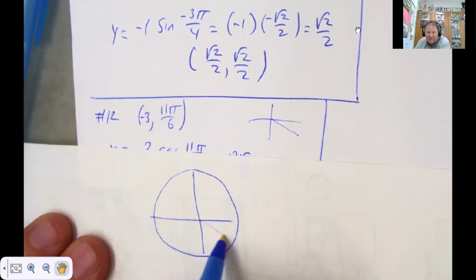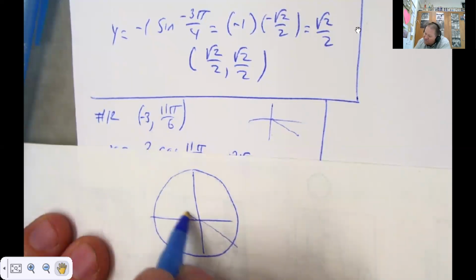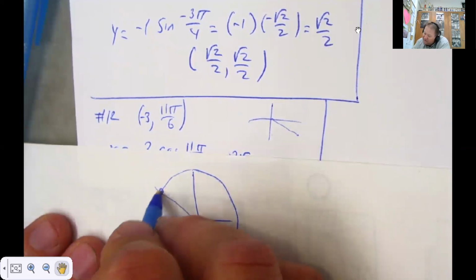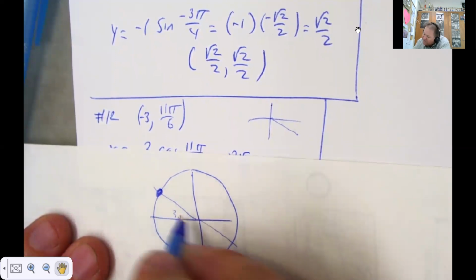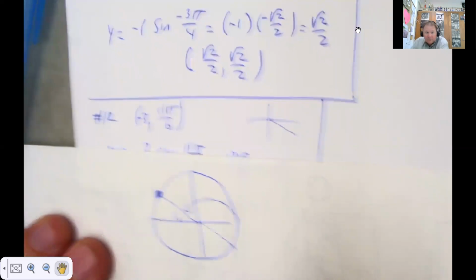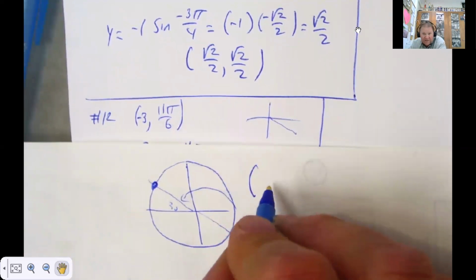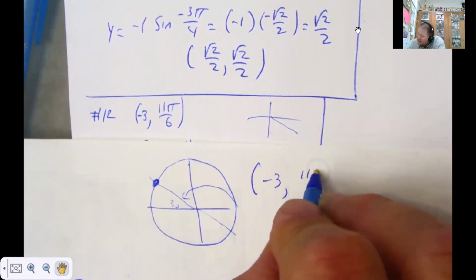11 pi over 6 is this way. So that's the positive direction for 11 pi over 6. But I want to go -3. So that's still going to be a 30-degree reference angle in this direction. That means I'm going out three with a 30-degree reference angle, which is 150. All right, here we go. I have to come up with 4 ways to write this. One is already given to me: -3 comma 11 pi over 6.